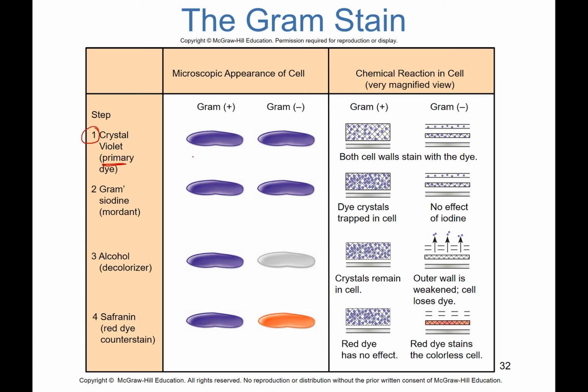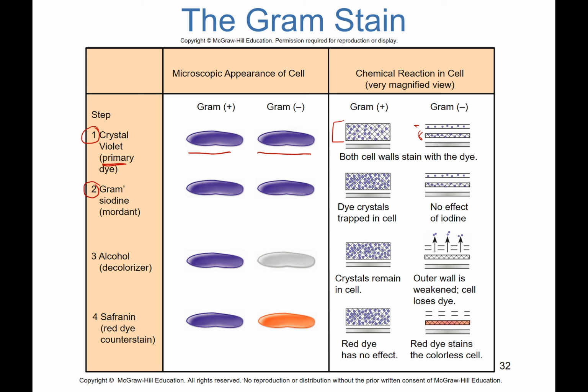After we apply it, if we were to look at these cells under a microscope, both gram-positive organisms and gram-negative organisms would both look purple. So looking at the cell wall itself, or the chemical reactions, we can see that crystal violet is in the peptidoglycan layer, that thick layer of the gram-positive organism. We can see it's loosely attached to that outer membrane, and we can see it inside that thin layer of peptidoglycan in the gram-negative organism.